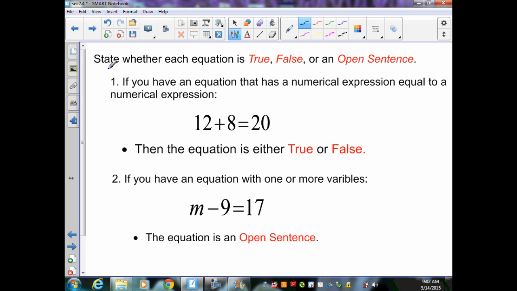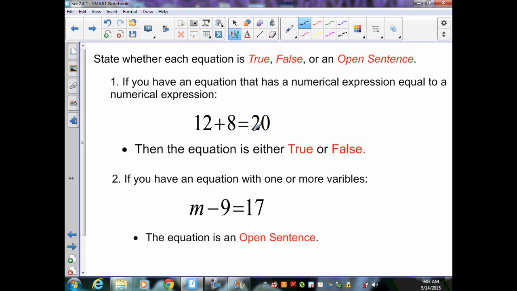Here I want to state whether each equation is true, false, or an open sentence. There's two possibilities here. One, if you have an equation that has a numerical expression equal to a numerical expression, and here I have an example. Numerical expression on the left side of the equation is equal to the right side of the equation, which is another numerical expression. We have to determine if that's true or false. Then the equation is either true or false. I can actually determine that.